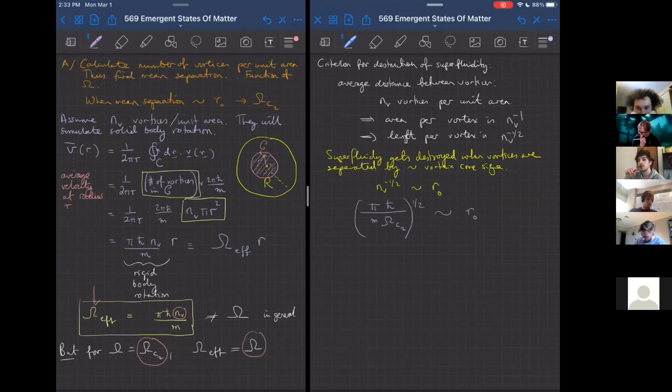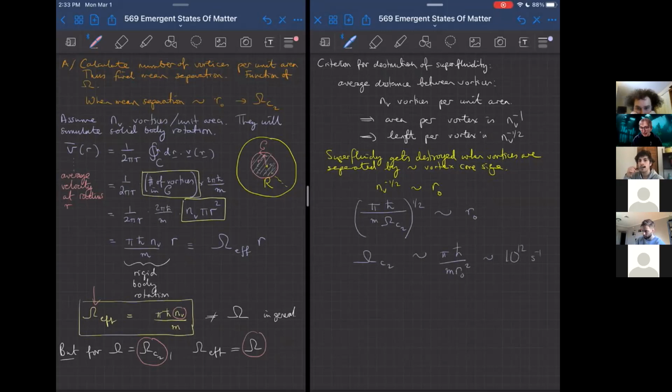And so modulo factors of pi and things like this, what that then tells us is that omega c2 scales like pi h bar over m r naught squared. And so that's some quantity that's of order 10 to the 12 per second, a rotation rate that's incredibly fast. So that's our final result. So let's now summarize these calculations and sort of sketch what the phase diagram looks like. So let's write it down in this way.